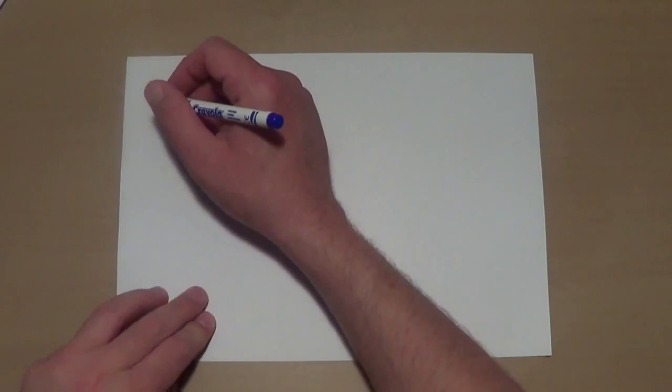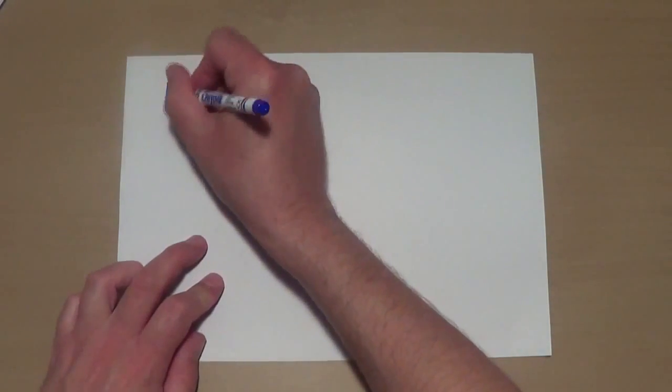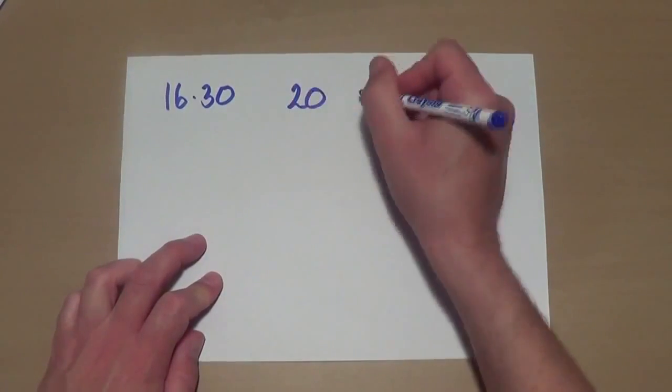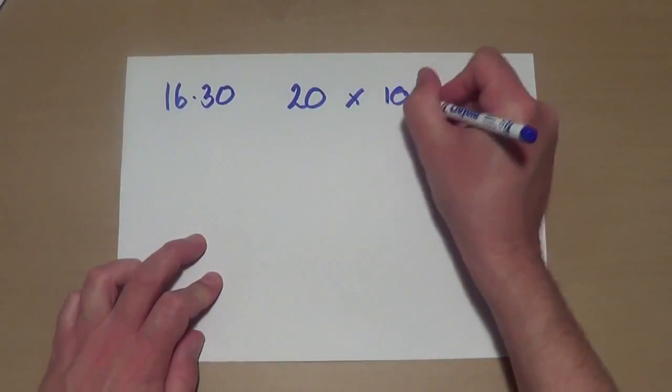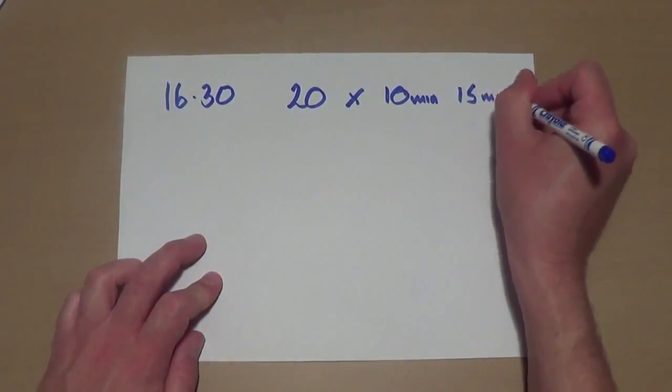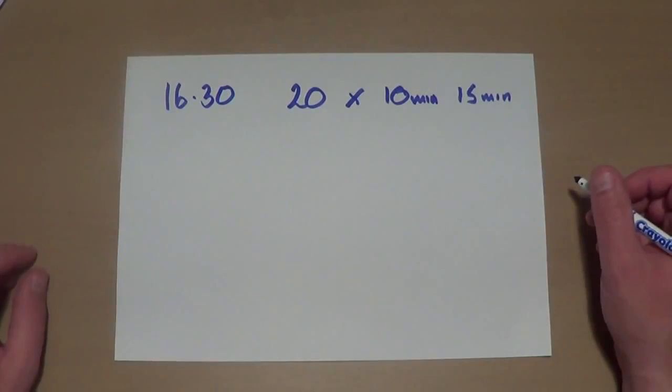A parents' evening was planned to start at 16:30. There were 20 consecutive appointments of 10 minutes each and a break of 15 minutes during the evening. At what time was the parents' evening due to finish? Give your answer using the 24-hour clock.